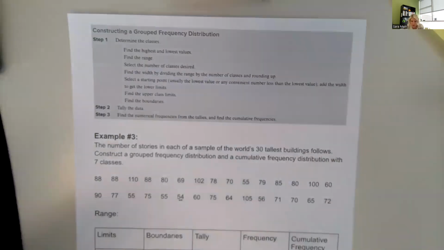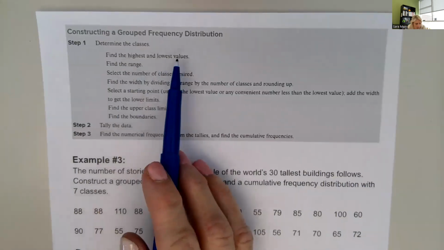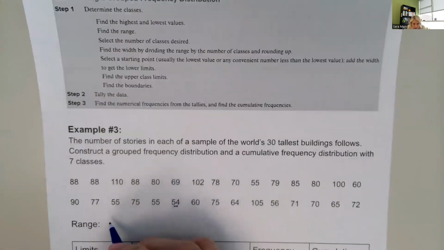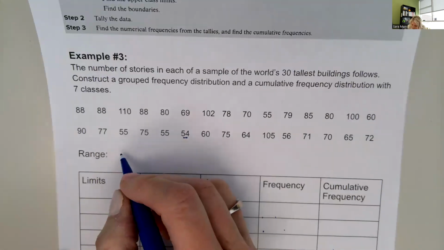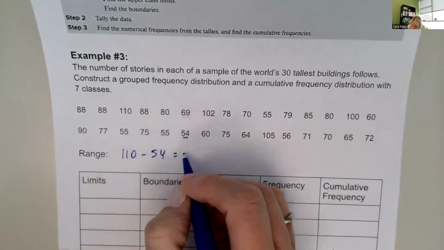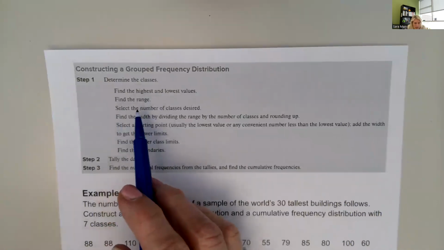So to do that, we're going to find the highest and lowest values. For us, the range is going to be 110, subtracting the lowest, which is 54. So the range is 56.